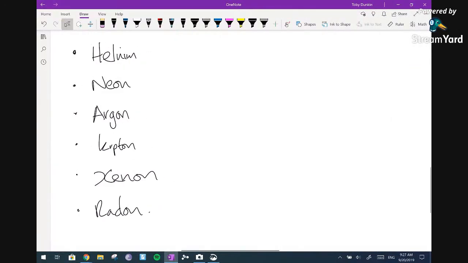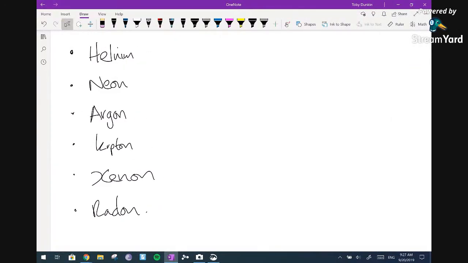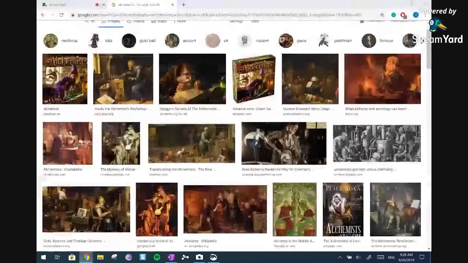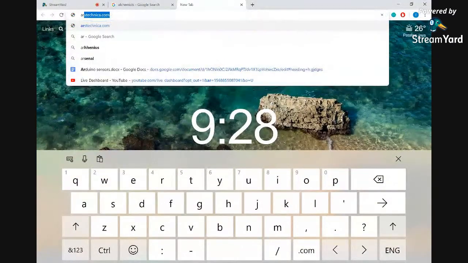And the first one of these to be discovered was argon. Argon was the first to be discovered. And it was discovered because it is in the air we breathe. It only is a tiny percentage. It's very, very small. Less than 1%. It's like 0.89 or something like that. I'm tempted to check that. In fact, I will. Let's just look up. I know that it's less than 1%. Let's go argon in air.